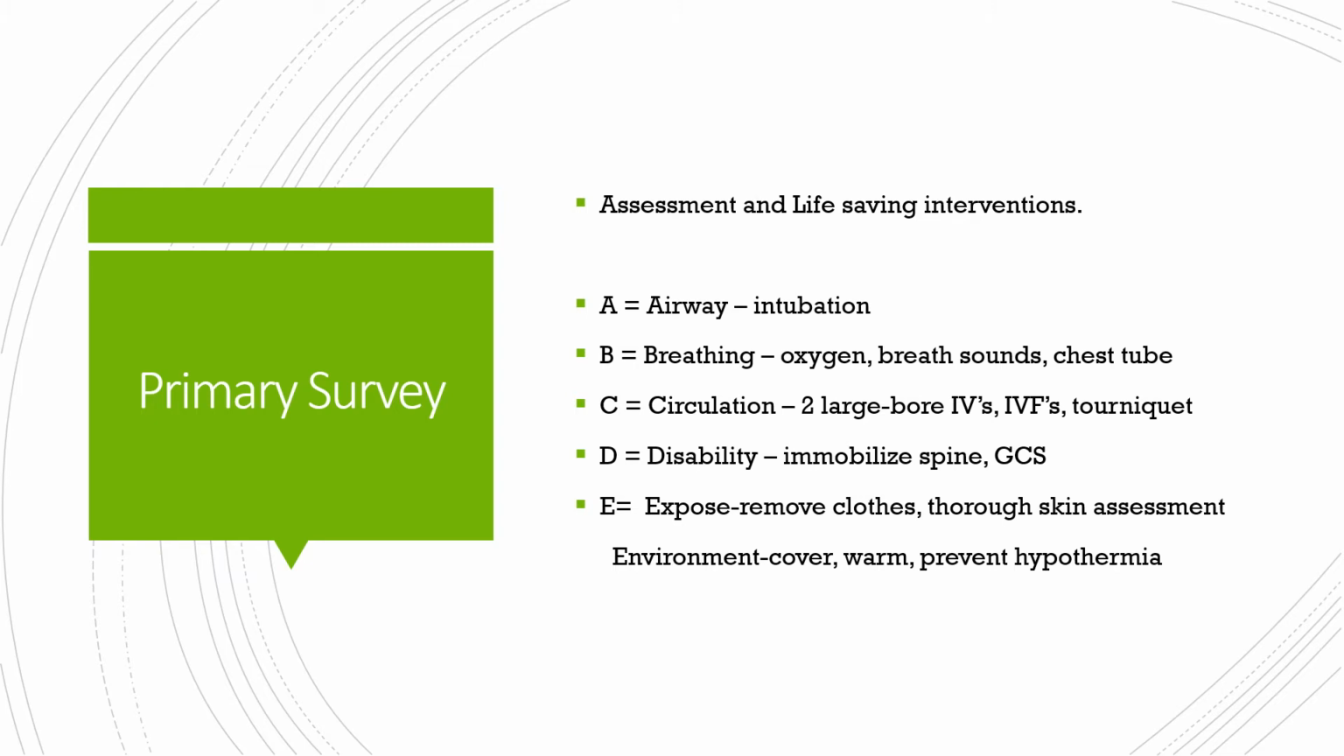D, disability. You want to immobilize the spine, do a Glasgow Coma Scale check. And then E, expose. You want to remove all the clothes, do a thorough skin assessment, but do keep people warm, prevent hypothermia. And people can move from one color to the next, so they may start out as a yellow and then all of a sudden turn into a red. So those assessments need to happen quickly and you need to keep up on them.